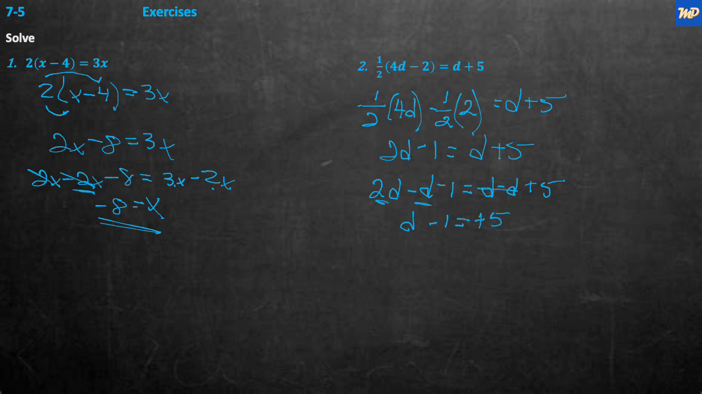Okay, so now that we have that, we're going to move the minus 1 to the other side of the equation to get the d by itself. So now we're going to have d minus 1 plus 1 equals 5 plus 1. Whatever you do on one side, you have to do to the other side. So now we have d equals, because these ones cancel, 5 plus 1 is 6. Boom. d equals 6.